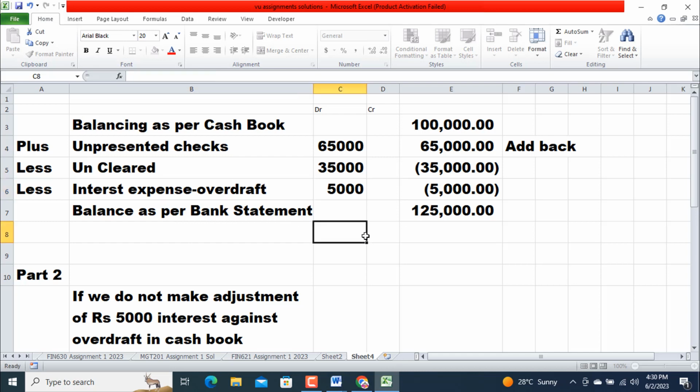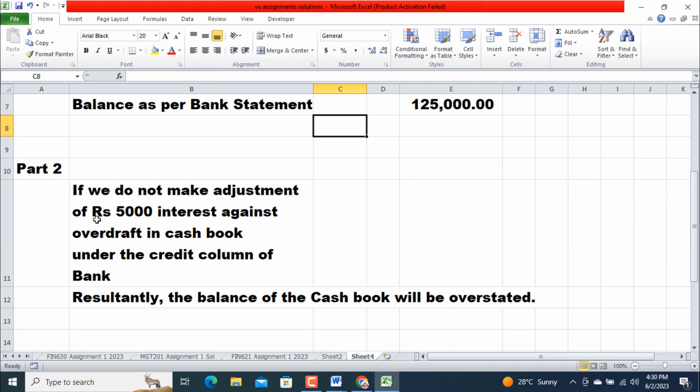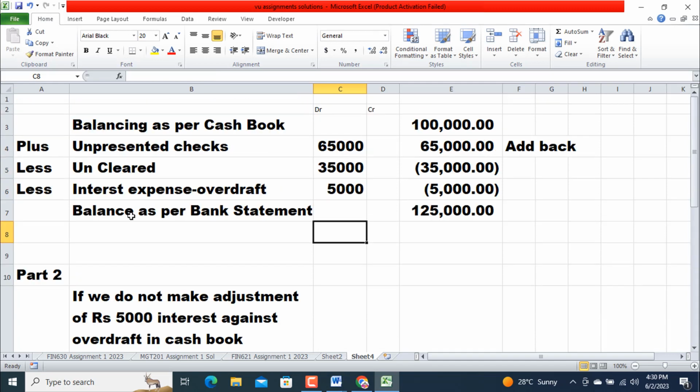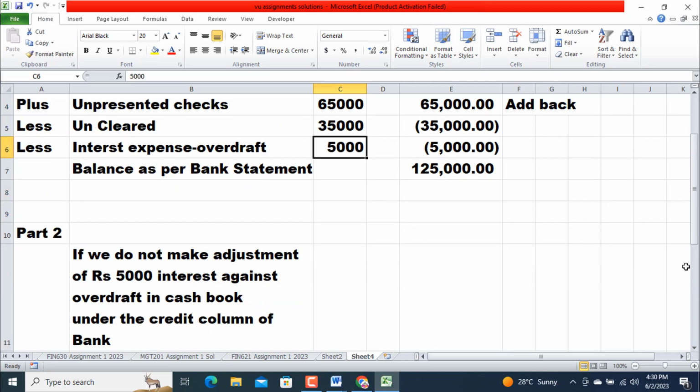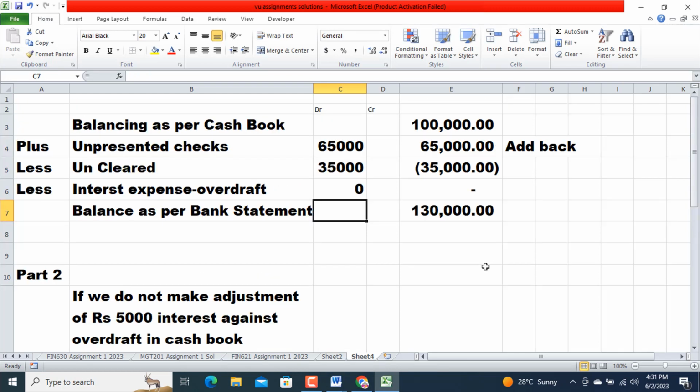Now question number 2, talking about if the cash book is not adjusted for this 5,000, what will be the effect on adjusted cash book. Let's suppose you are not going to adjust this one, so what happened, the balance is overstated because it is not reduced by the 5,000. So I am going to correct this one, because we have to reduce this one.